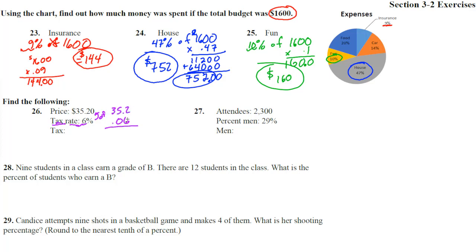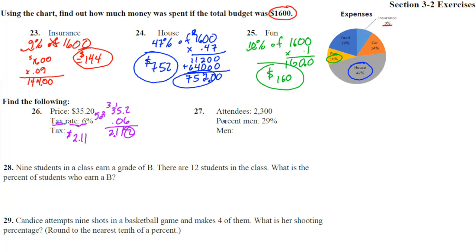35.20. 6 times 2 is 12. Carry the 1. 6 times 5 is 30, plus a 1 is 31. And 6 times 3 is 18, plus that 3 is 21. So we now have 1, 2, 3 digits behind the decimal place. 2.112. So the tax, if you were at a store, they would charge you an additional $2.11. And that rounds right there and keeps it down at 2.11. So $2.11 in taxes. Okay, next one, number 27.